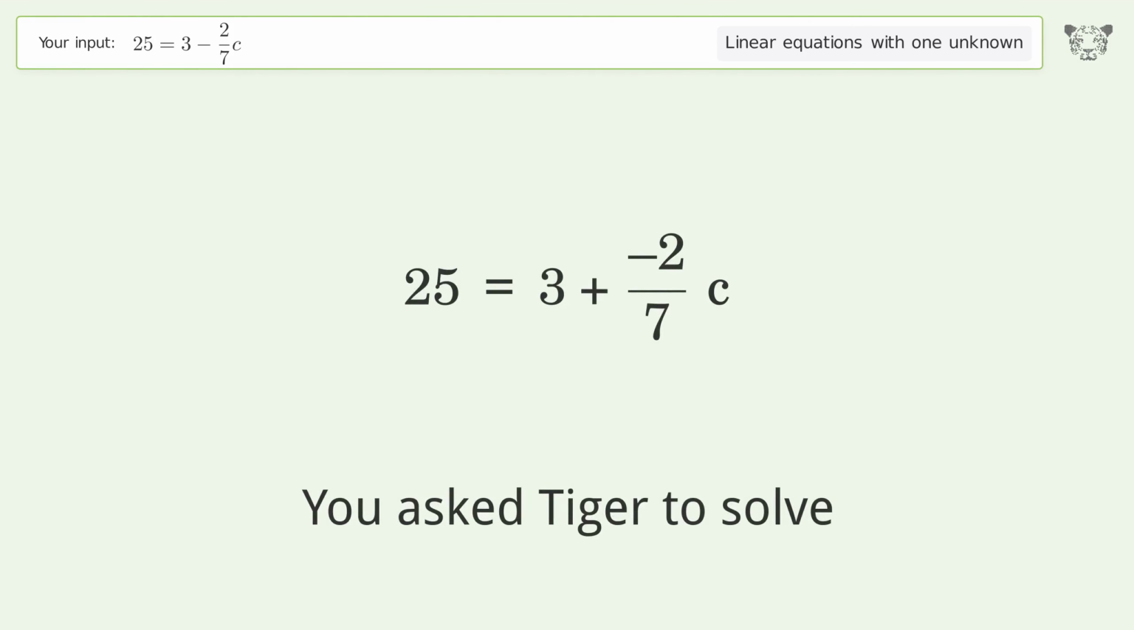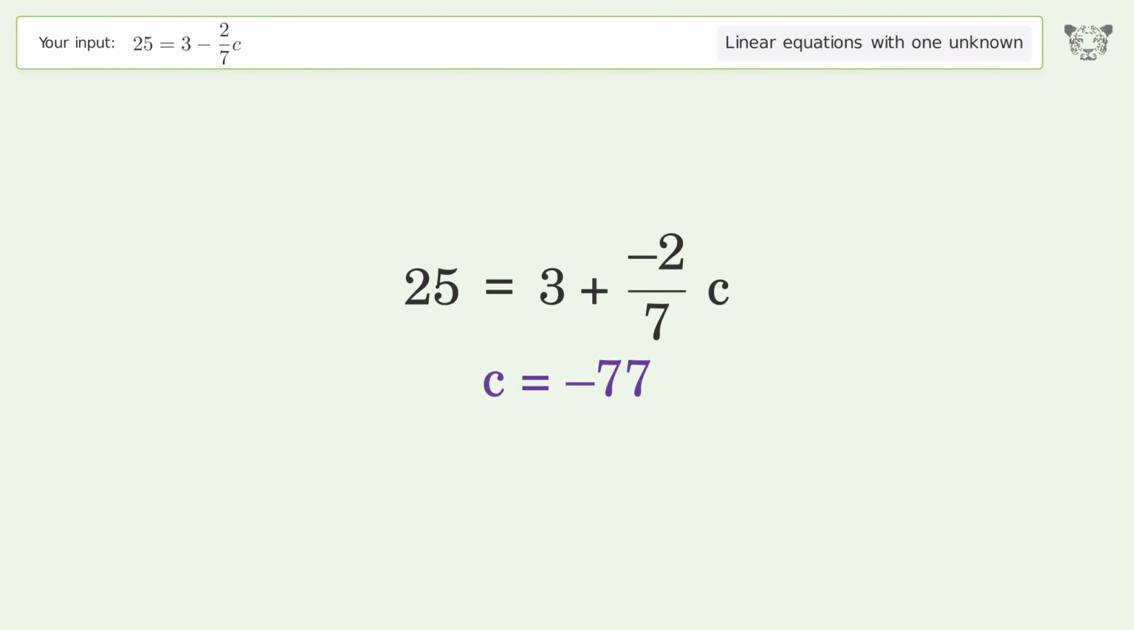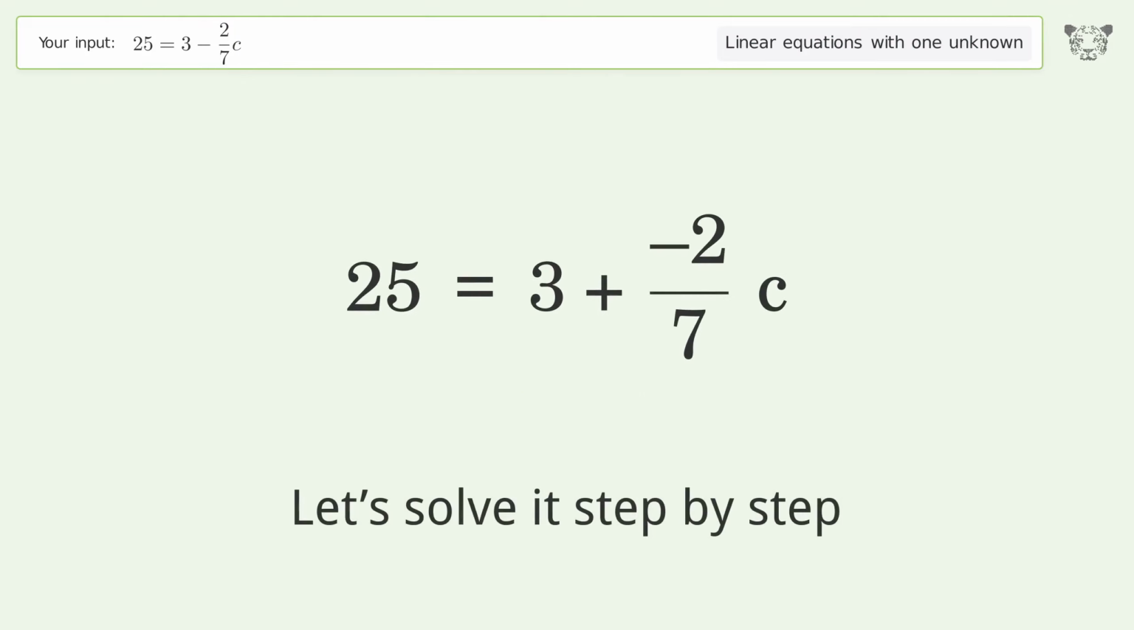You ask Tiger to solve. This deals with linear equations with one unknown. The final result is c equals -77. Let's solve it step by step.